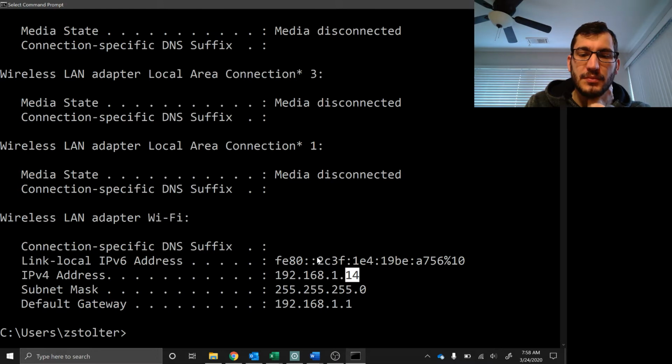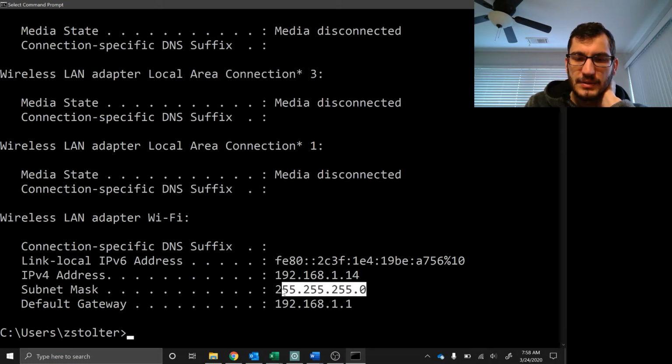So again, this is the subnet mask, and everything on a network that wants to communicate with each other has to be in the same subnet, or have the same subnet mask. And we'll get into the difference between having the same subnet mask and being in the same subnet. So I'll get into that tomorrow.